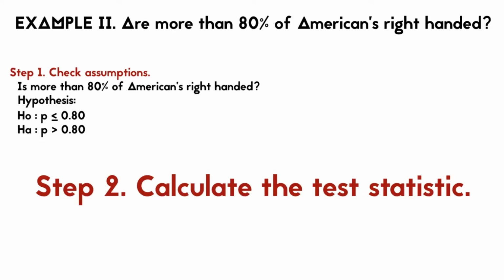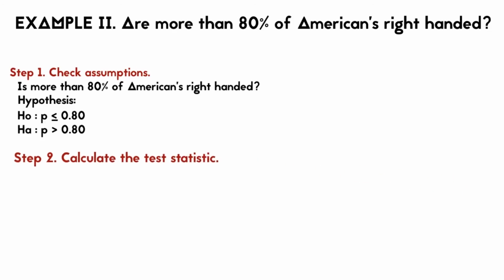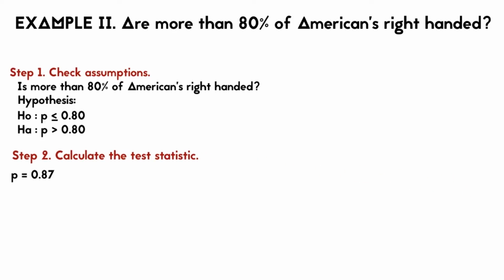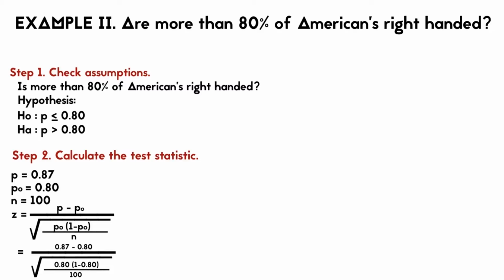Step 2. Calculate an appropriate test statistic. p hat is equal to 0.87, p naught is equal to 0.80, and n is equal to 100. z is equal to p hat minus p naught over the square root of p naught times 1 minus p naught over n. This is equal to 0.87 minus 0.80 over the square root of 0.80 times 1 minus 0.80 over 100. All of this will be equal to 1.75.